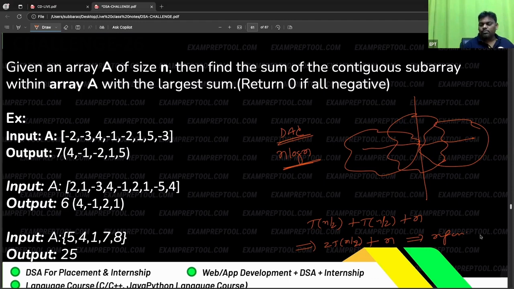This problem can be solved using divide and conquer in n log n time. That is the recurrence relation for the time complexity. If you open any book, you will find it. But this is not the best algorithm, and that is the reason I'm not explaining it. Let's concentrate on a better algorithm than this, which will take only order of n time. I'm going to explain.